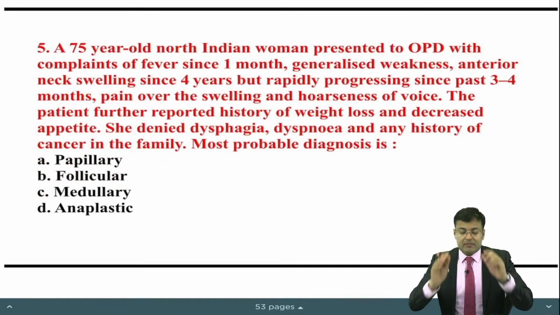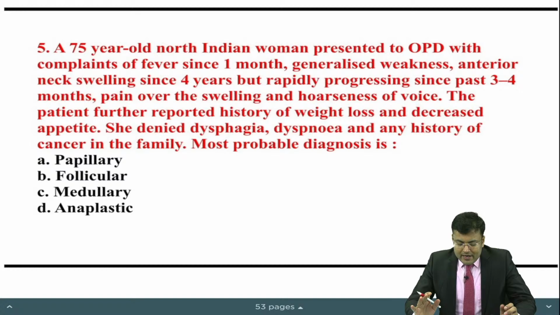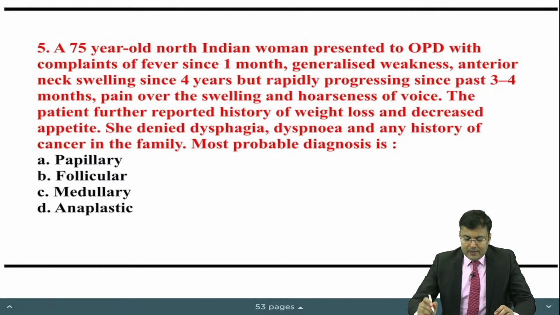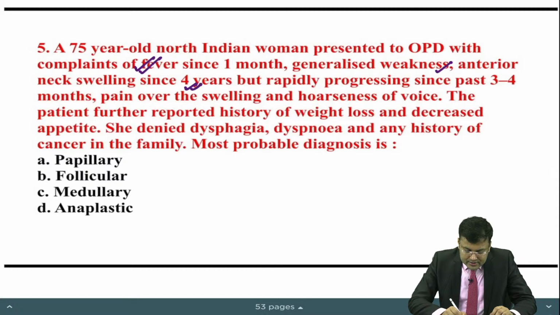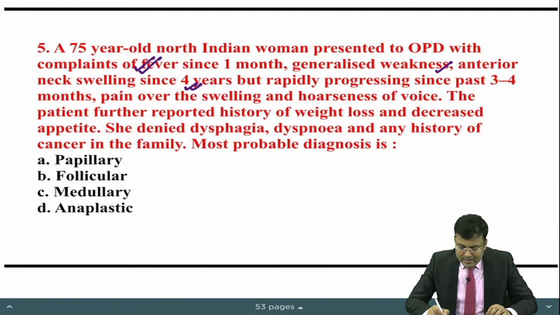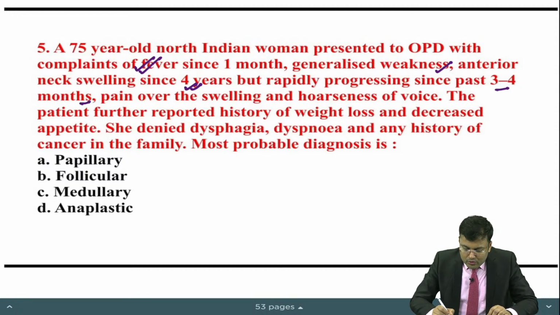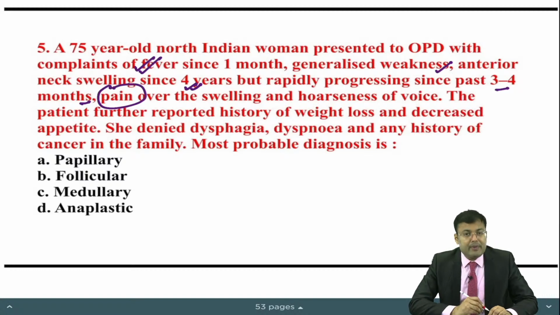Now, see question number 5. A 75 years old North Indian woman presented to OPD with complaints of fever since 1 month, generalized weakness, and anterior neck swelling since 4 years. The swelling has been rapidly progressing for the past 3 to 4 months, with pain over the swelling and hoarseness of voice. Can you see here? There is pain over the swelling, there is hoarseness of voice.